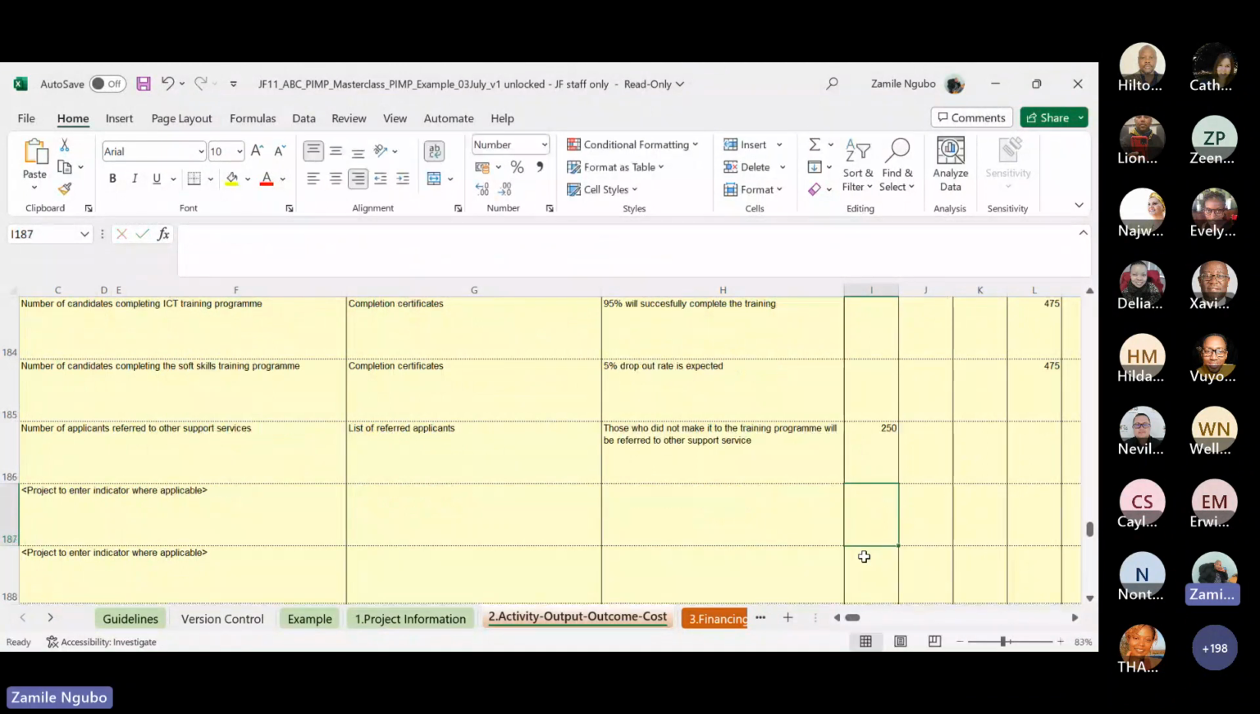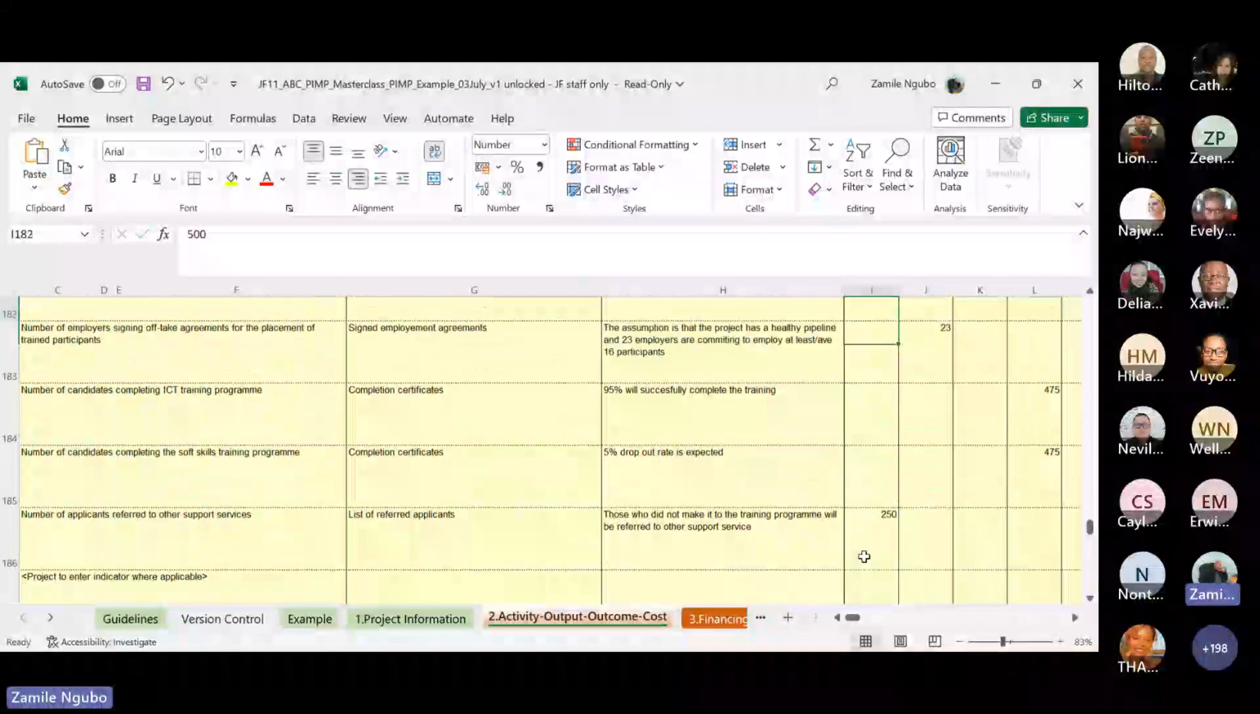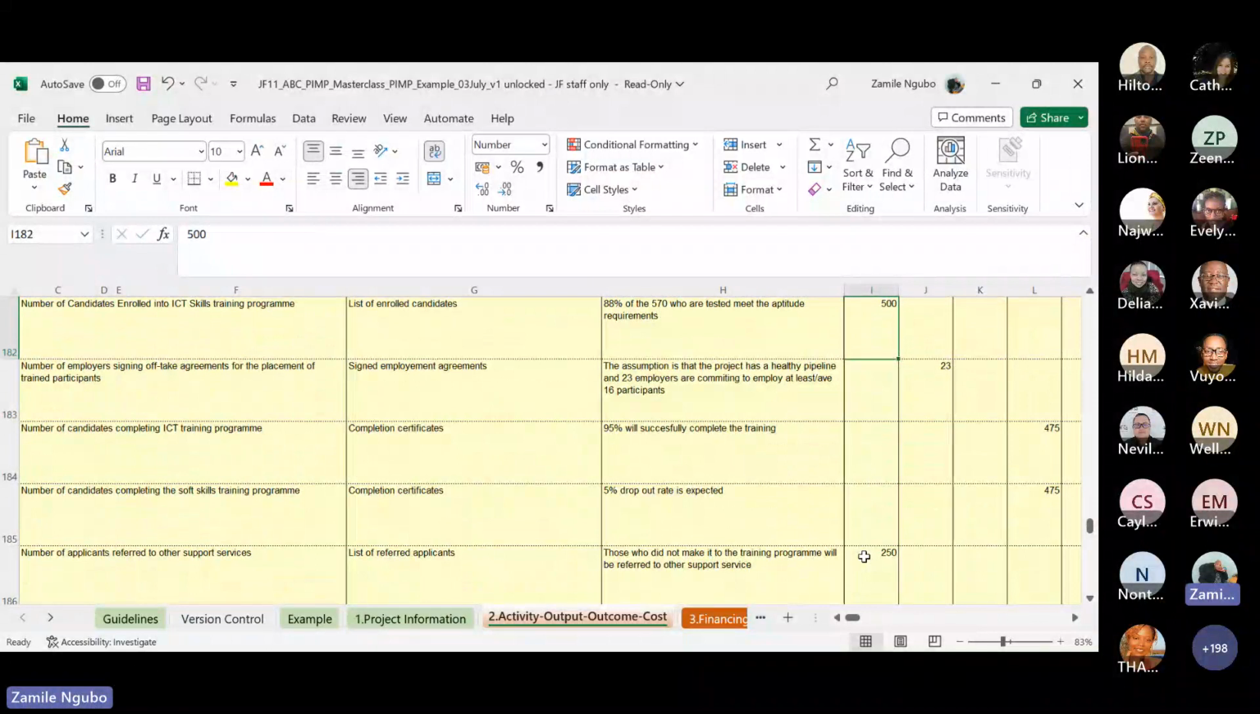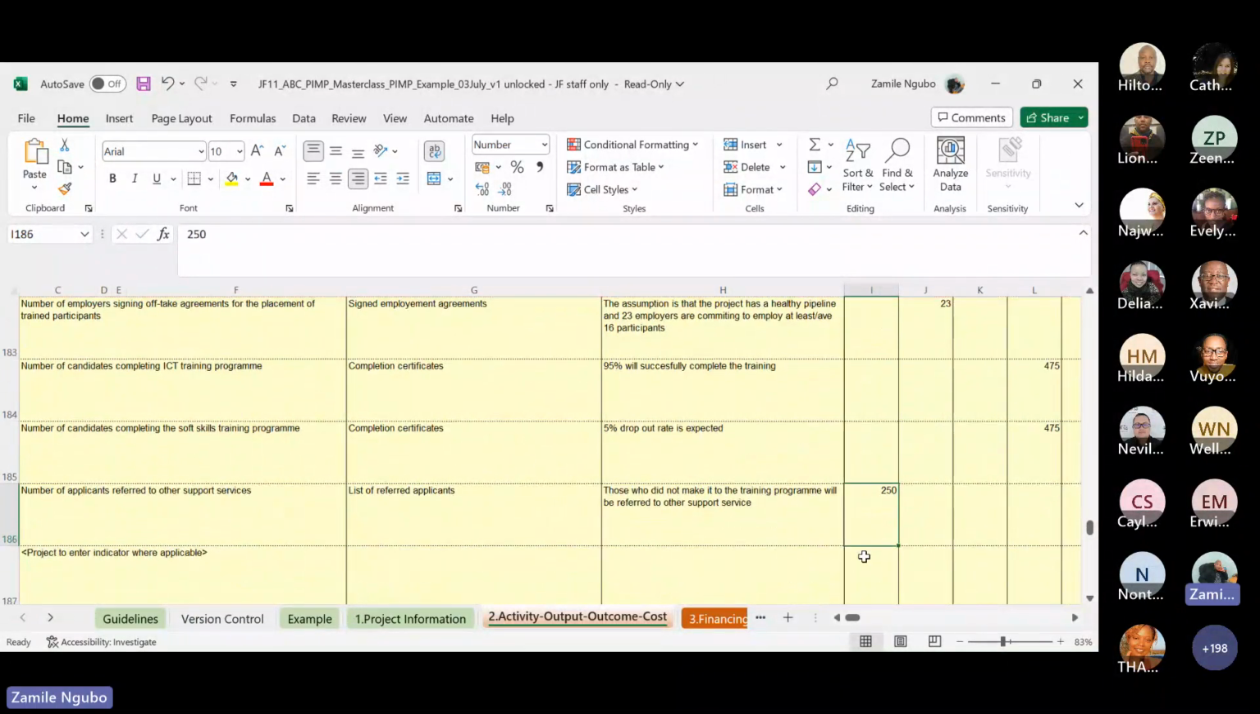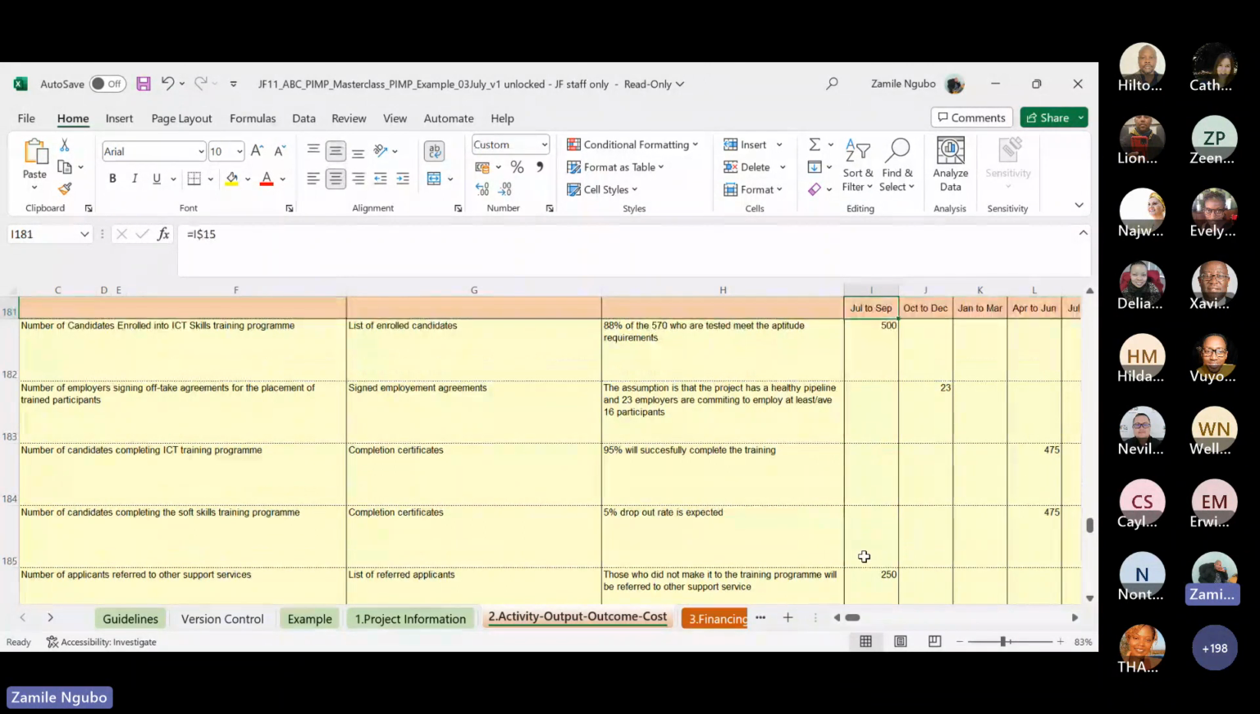Chair, this is all from my side in terms of completing the ABC PIMP, the results chain and program and project specific indicators, making use of the example that was shared with the registered delegates. I will open for the questions if there are any. Other than that, this is all from my side.